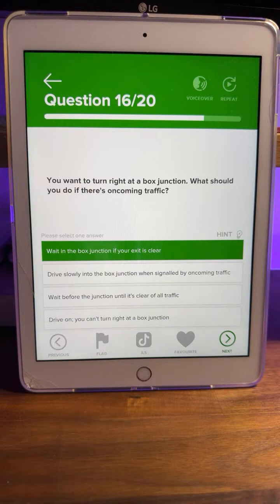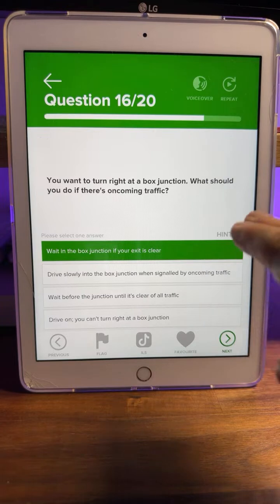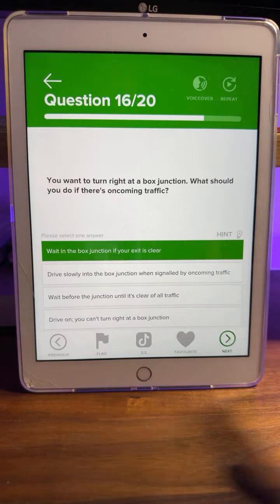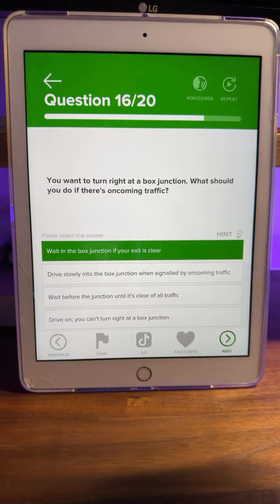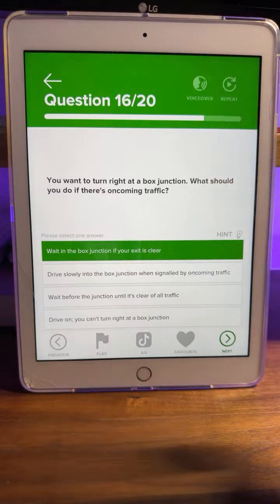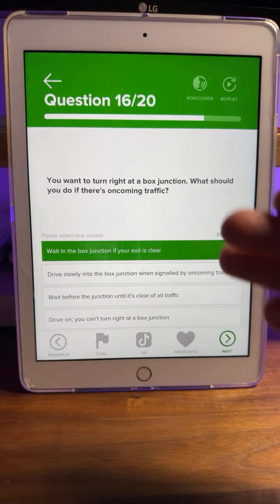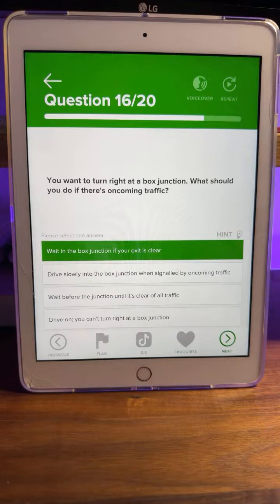If you're the leading car, i.e. the first car approaching that box junction, and your exit point, your right turn, is clear, there's no traffic being blocked there, you can go into the yellow box junction and wait there. Wait for all the oncoming traffic to completely pass you by, then you can take your turn only if your exit point is clear. If you're the second car, there's another car in the box junction already, you cannot go into the box junction. I would normally wait outside the box junction or just before the traffic lights if there's traffic lights there.